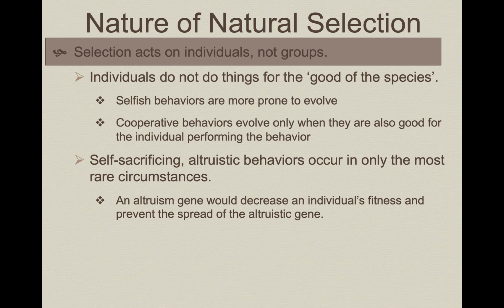Let's say that there is a gene for being altruistic, where you would give up your fitness to help another individual's fitness increase. How is that gene going to get passed on? You're doing a behavior that reduces the propensity of your genes to be passed on, including the gene for the very behavior that you're showing. So it makes it difficult to explain how these altruistic behaviors would spread and be persistent in a population. I'm giving you a little hint there that it's not impossible, but it can only occur in very rare circumstances, which we'll cover later in the semester.